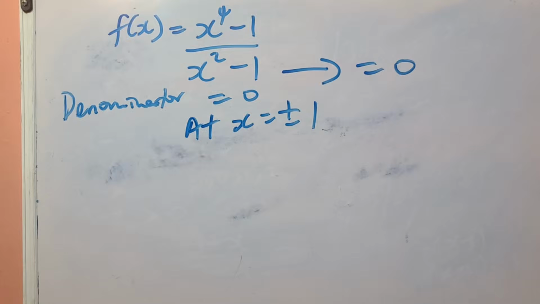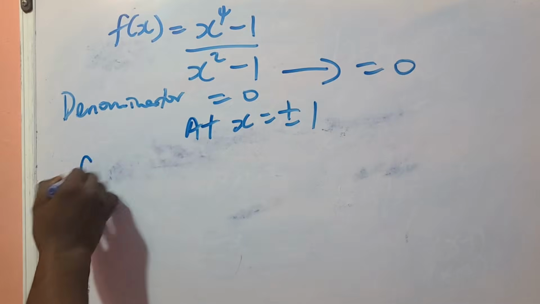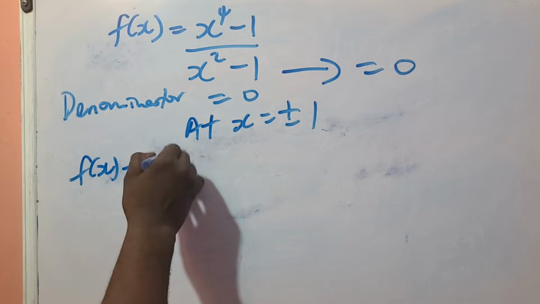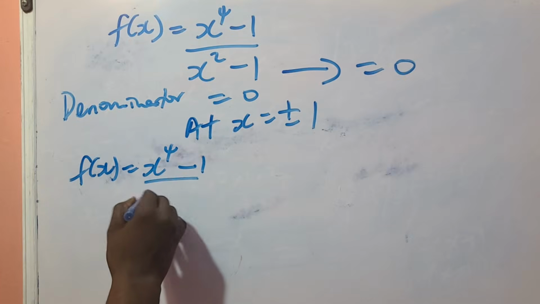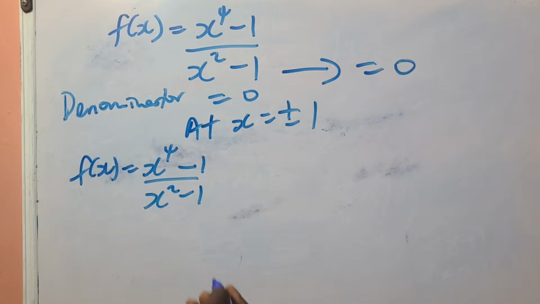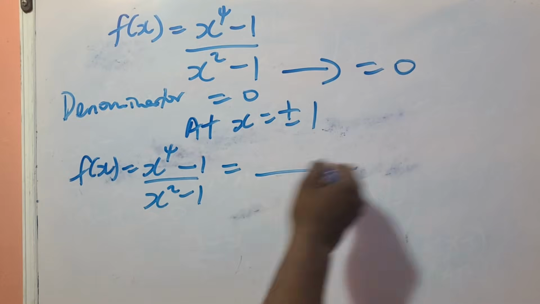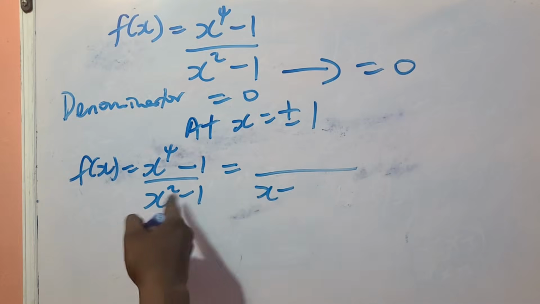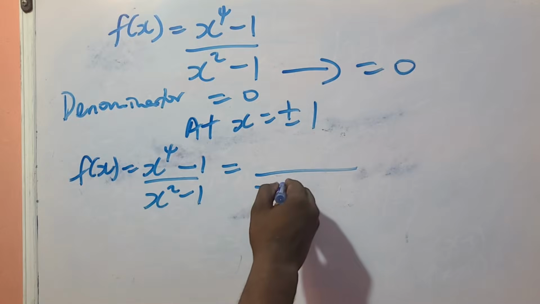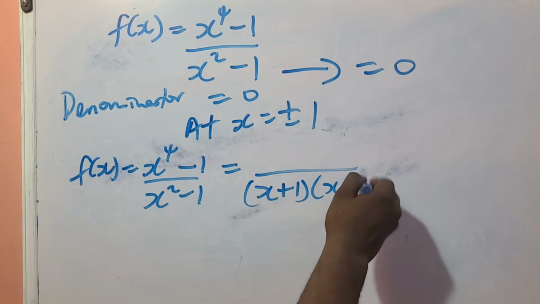And the continuation of the question has said, find the new function if the point of discontinuity is removed. So if the point of discontinuity is removed, what's going to be the new function? For us to get that, of course, this is your function: x raised to the power 4 minus 1 over x squared minus 1. You remember this is a difference of 2 squares happening here: x plus 1 and x minus 1.